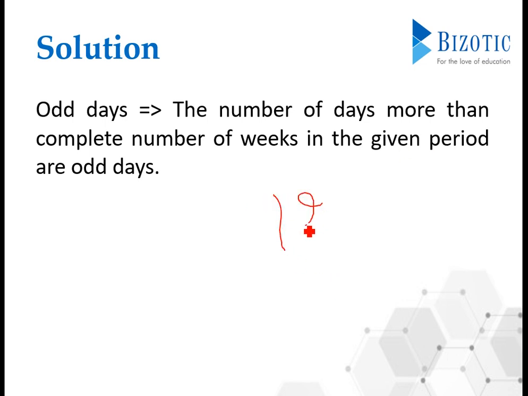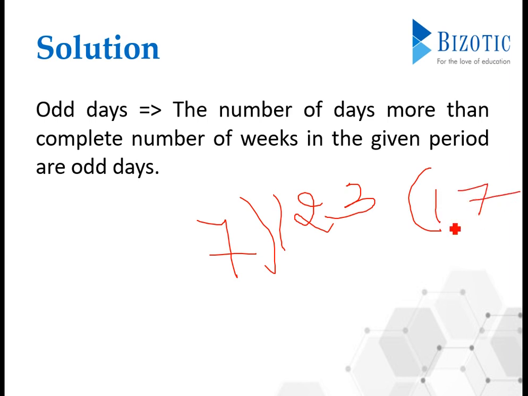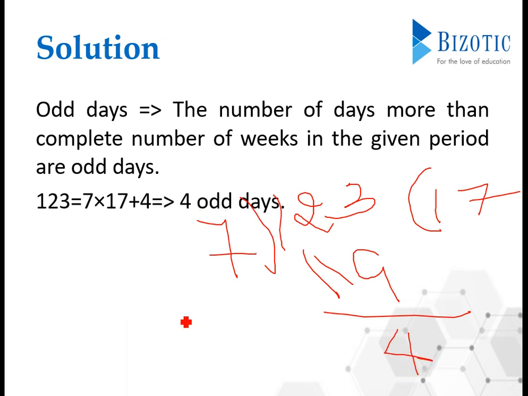They have asked you to calculate the number of odd days in 123. Simple. You know 7 days make a week. So 7 17s are 119. So how many odd days? 4 odd days. That's very simple and you have your answer right away. These are all very basic questions which you should be solving in something like 5 to 10 seconds as soon as you look at the numbers. This is how it will be solved.